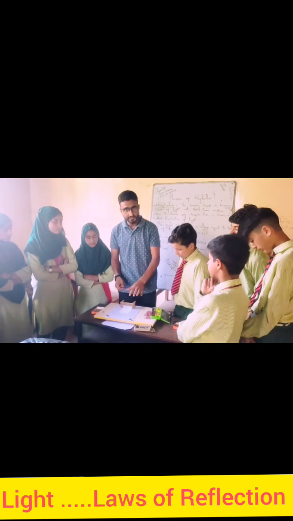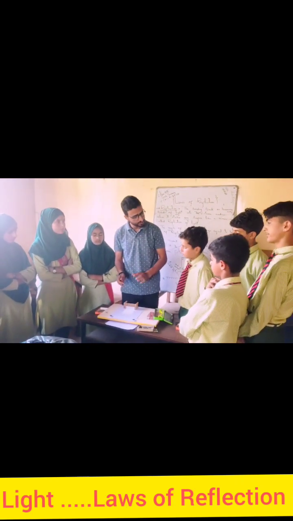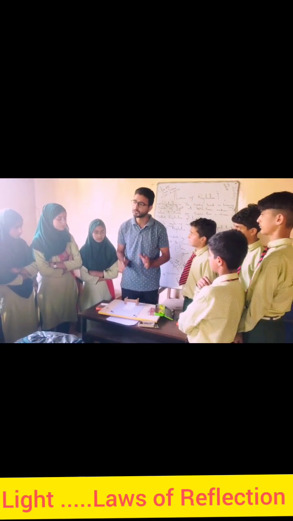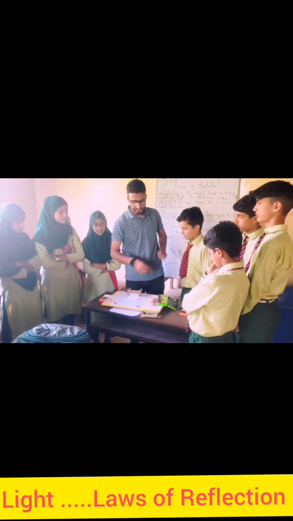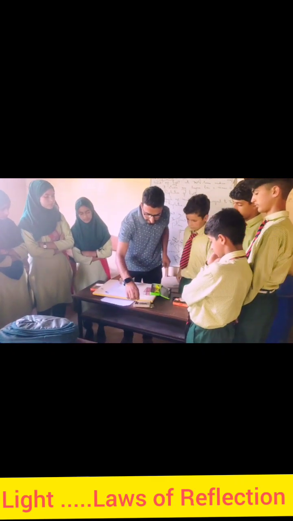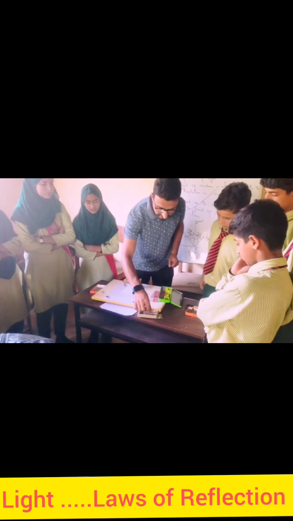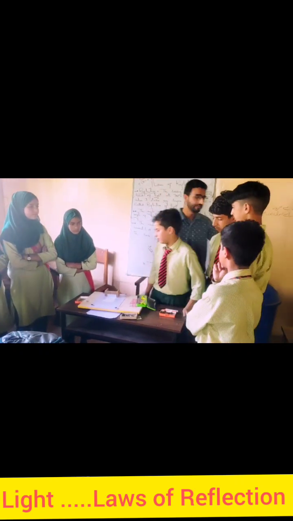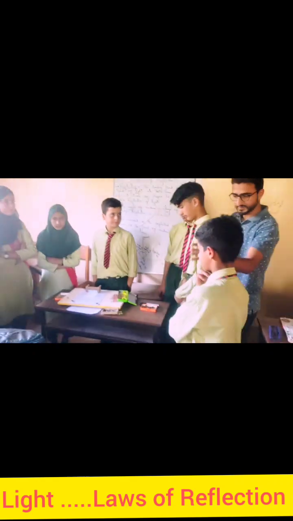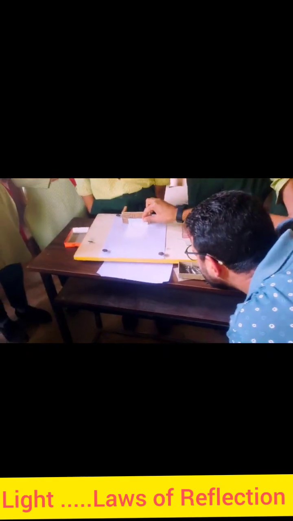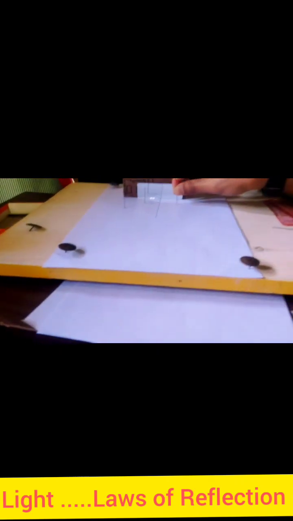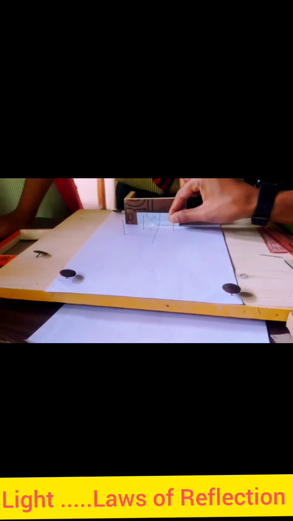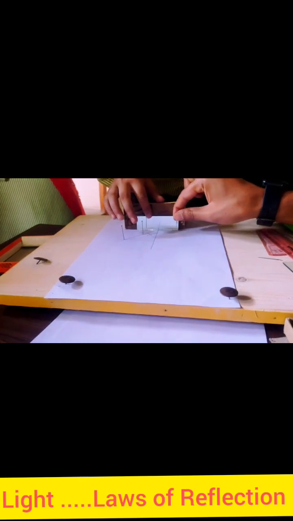तो तीसरी पिन हमें इस तरीके से लगानी है कि ये जो इमेजेस हैं और तीसरी पिन, they should be in the same straight line. चलो मैं अब थर्ड पिन यहाँ पे फिक्स करूंगा, so that the images of the 2 pins and this one, they are in the same straight line. हाँ, यहाँ थोड़ा. मिरर स्ट्रिप को होल्ड कीजिए थोड़ा.